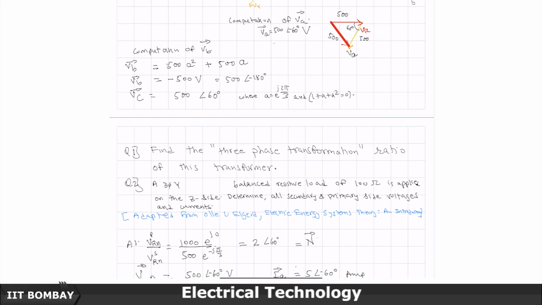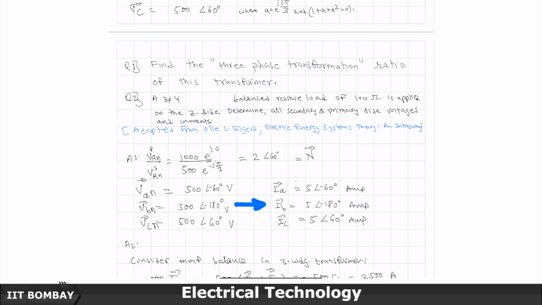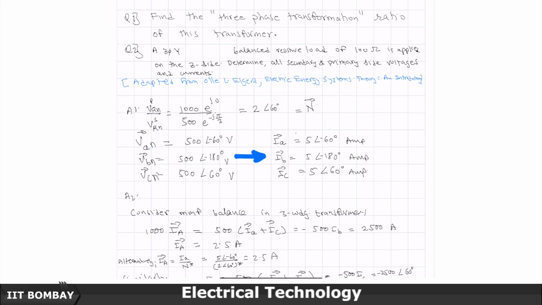So, the first question that I have asked is, find the 3 phase transformation ratio of this transformer. So, you have VA by this, 1000 divided by 500 angle minus 60 degrees. So, therefore, 2 angle 60 degrees is the turns ratio. So, it is a complex turns ratio. Every time in 3 phase transformers, if you have a phase shift going from primary to secondary, ground to neutral, then the turns ratio is effectively a complex number. So, therefore, this becomes 2 angle 60 degrees.